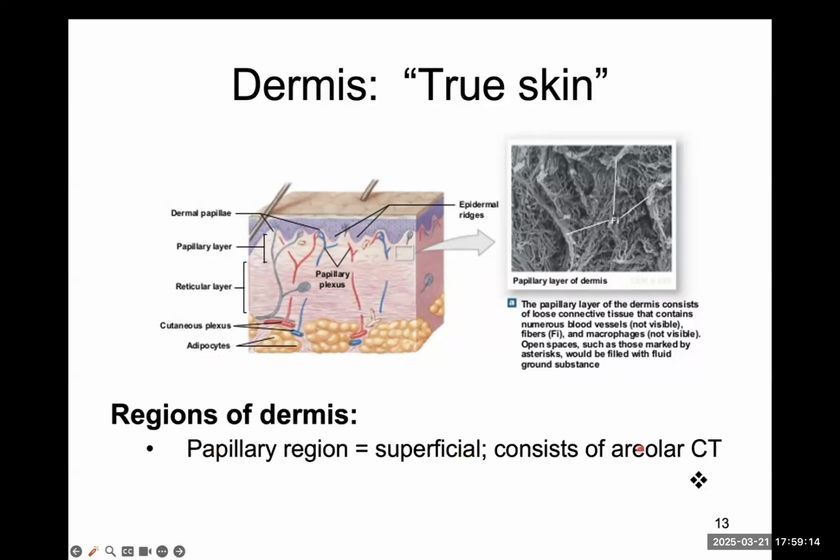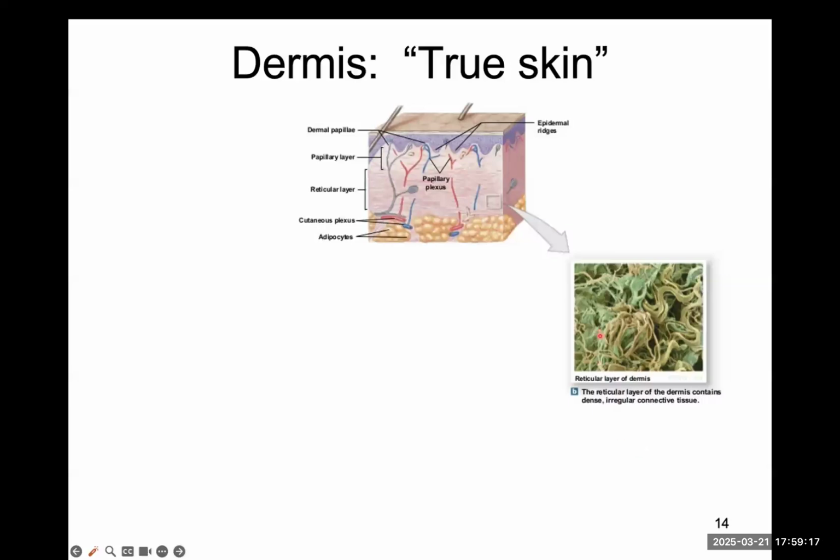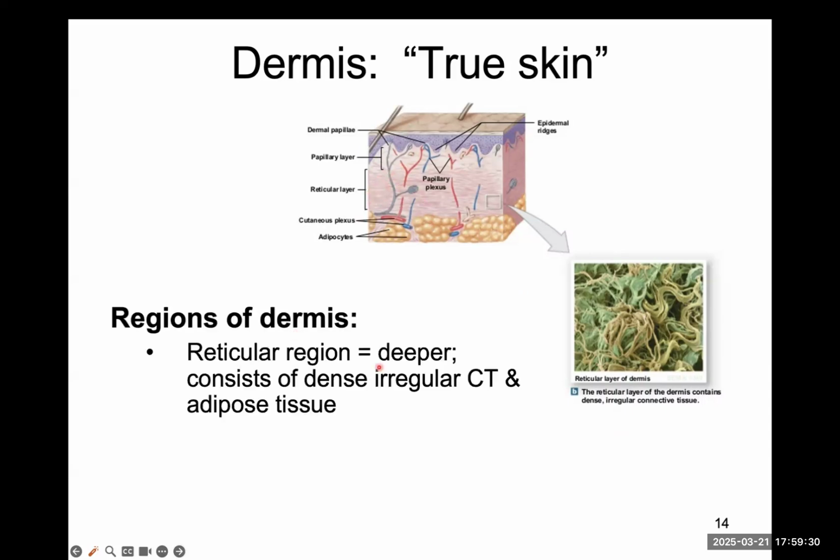Superficial consists of areolar connective tissue. And then we have also the reticular layer. So the reticular layer is where it's going to be a little bit deeper. So deeper, it consists of dense irregular connective tissue and adipose tissue. And this is where you have the lines a little bit straighter. They're not as wavy as the layer above. And this region under the papillary layer is going to be called the reticular layer, as I mentioned before.